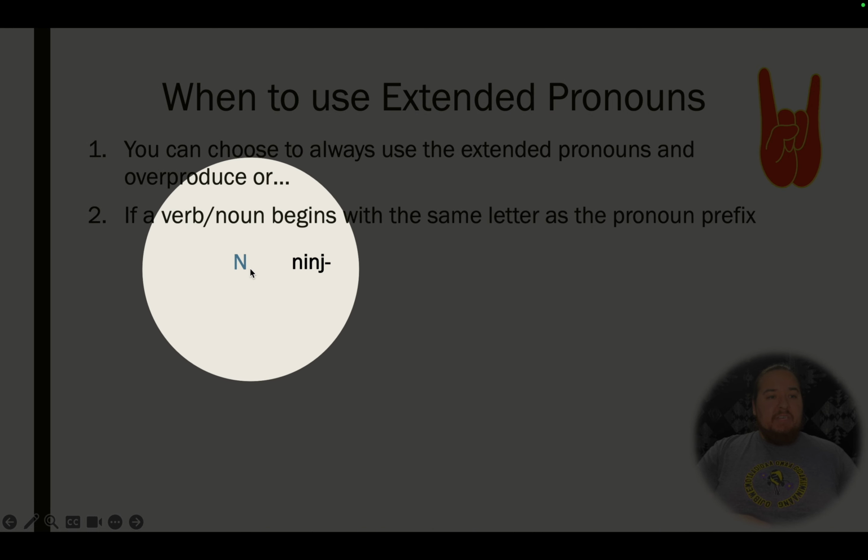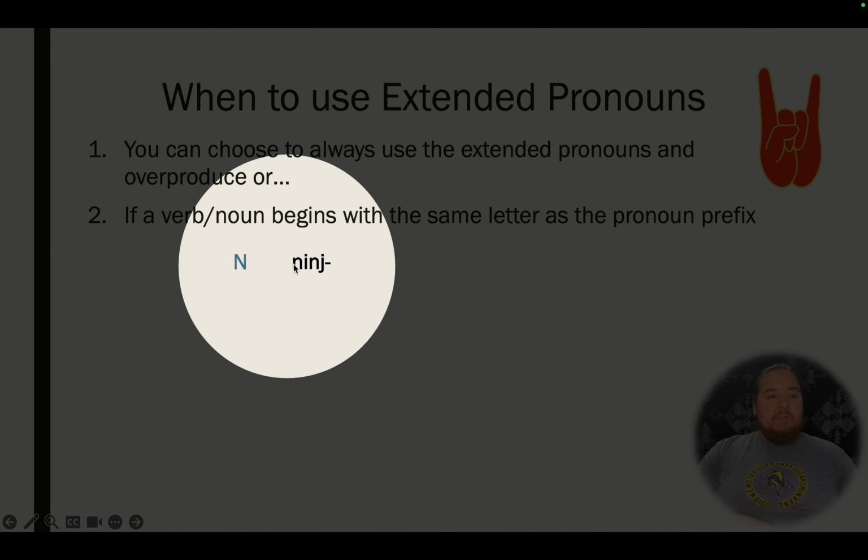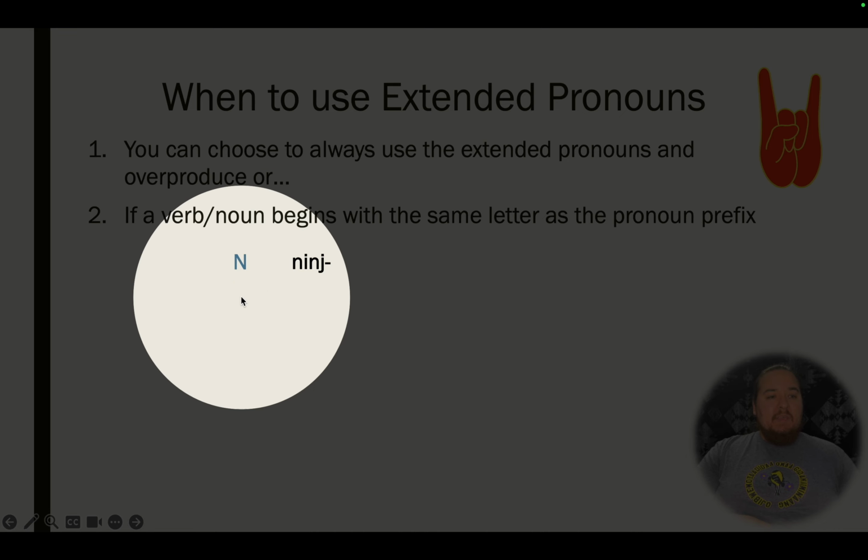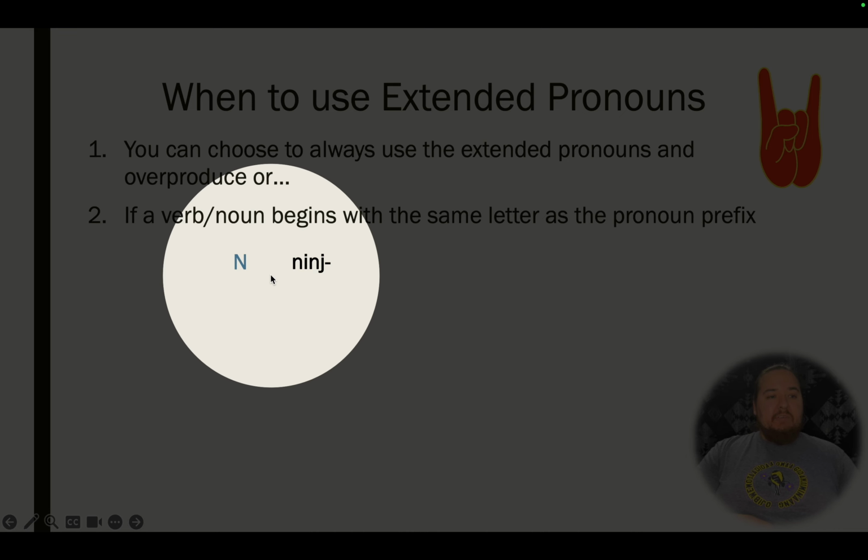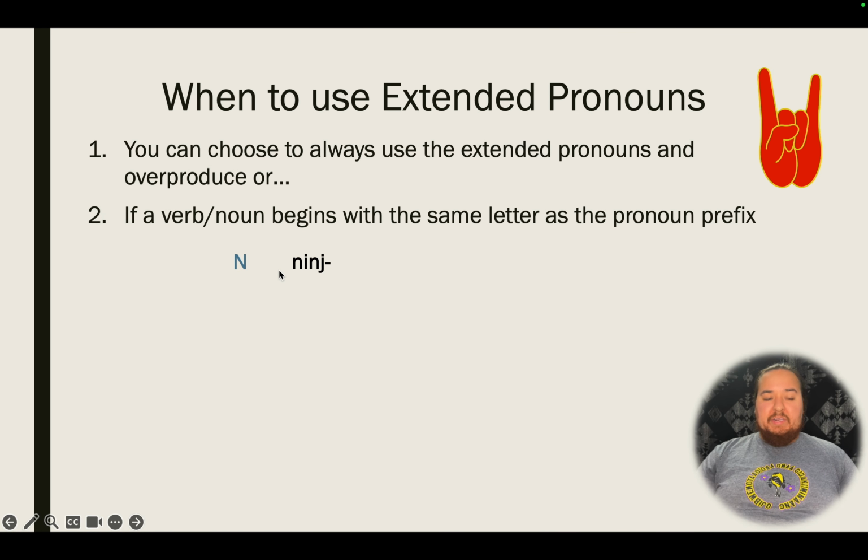Because Ojibwe doesn't like multiple consonant sounds that sound the same, this would be a great opportunity to use do to provide some clarity for whose hand we're talking about here. So do ninj for my hand.